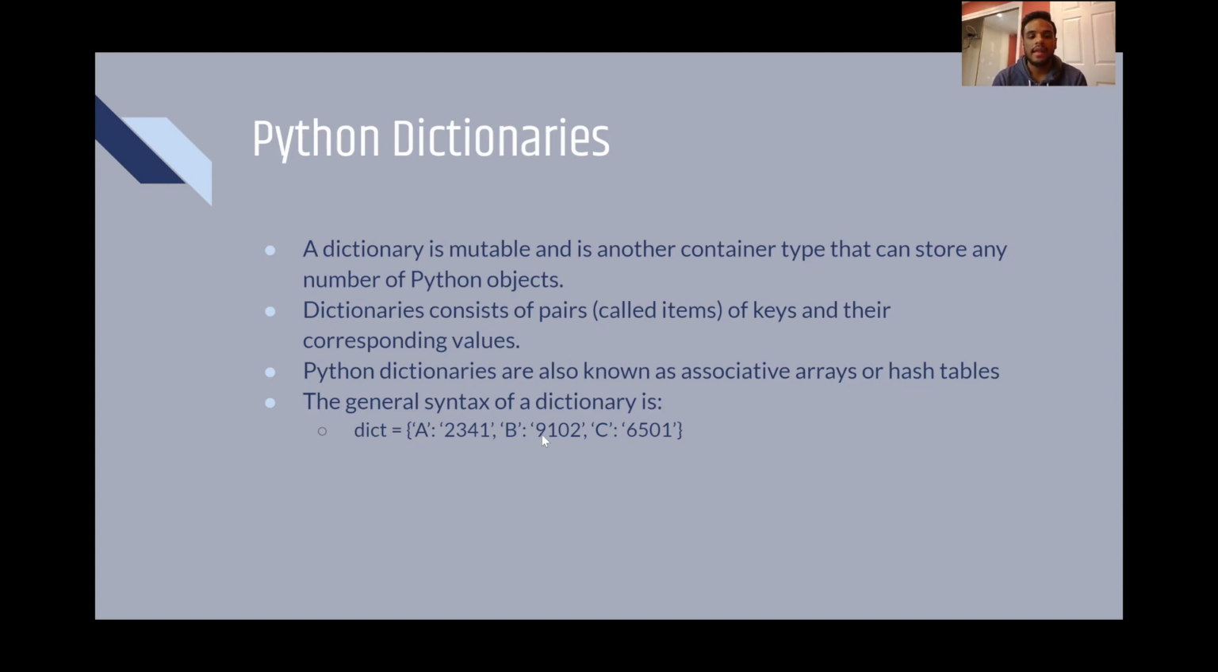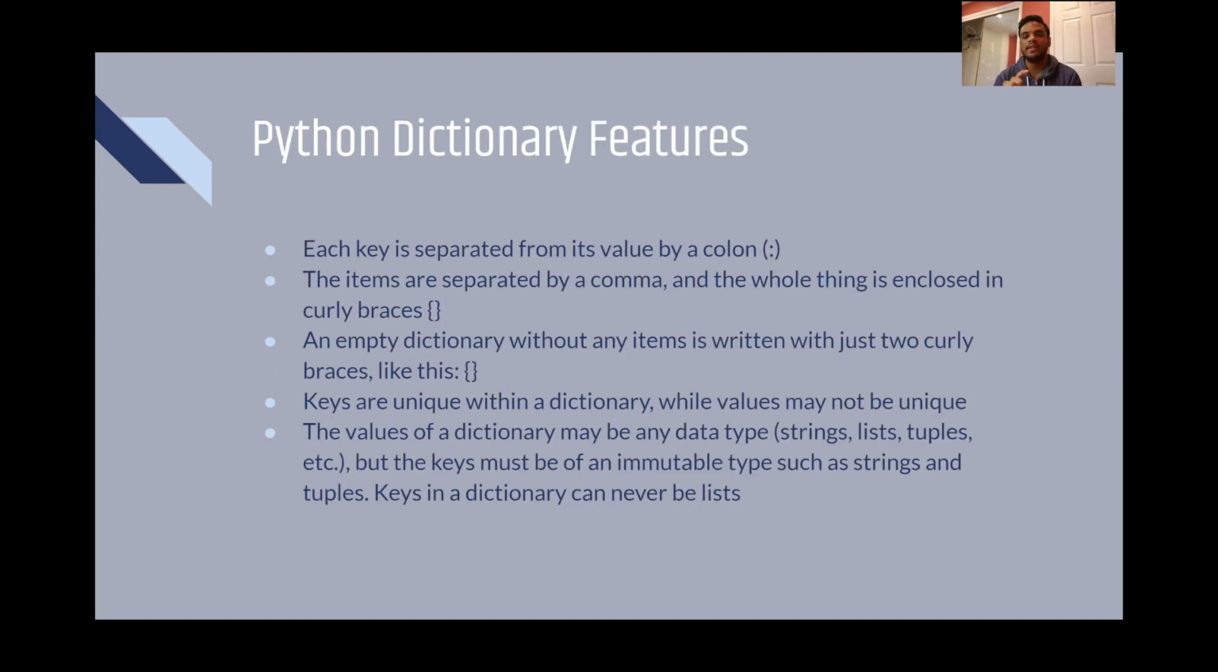Every key in the dictionary must be unique. That is the most important part of the dictionary. Every key in a dictionary must be unique. The values could have duplicates, but the keys cannot be duplicated.